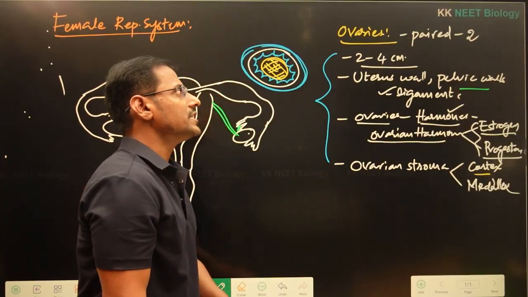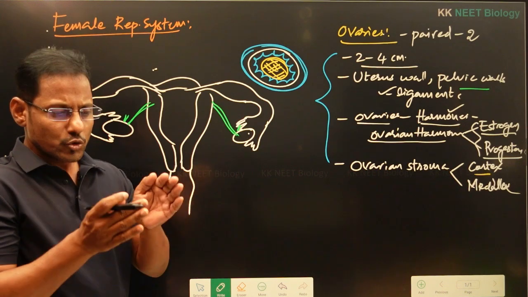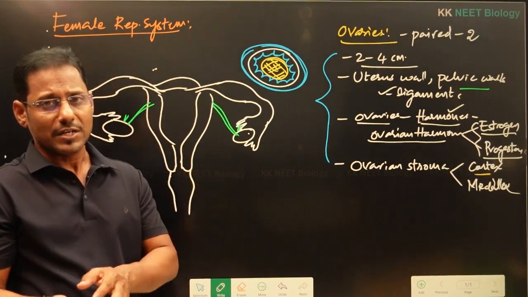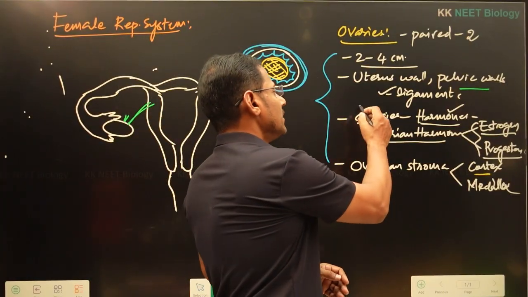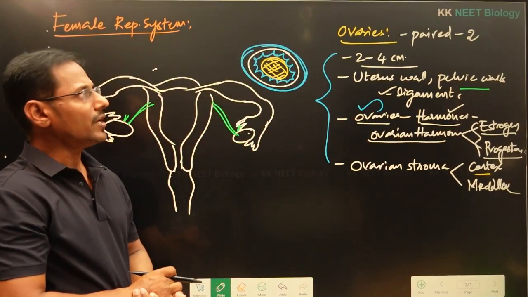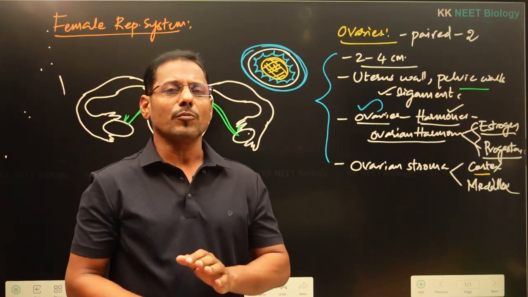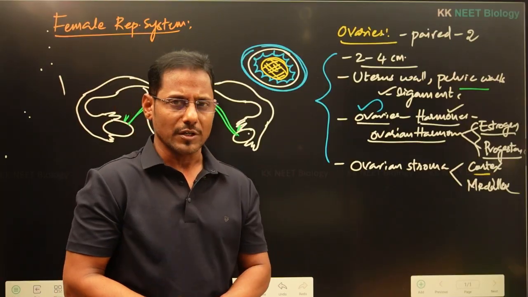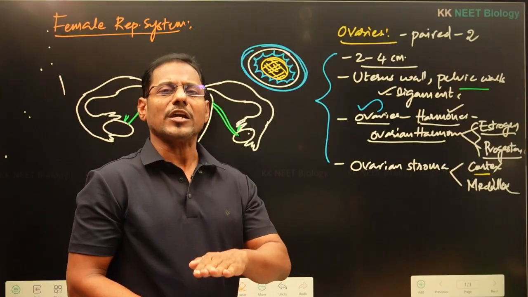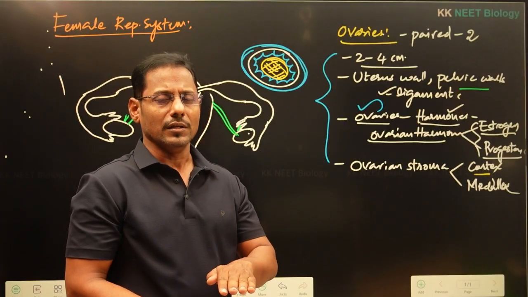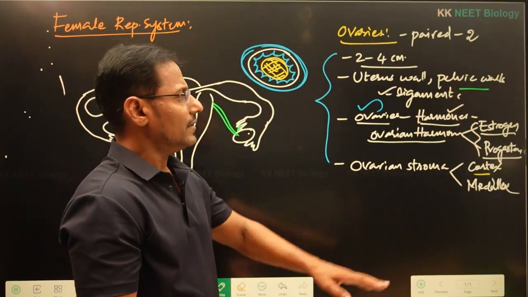You must remember the size of the ovaries, and how they are attached: in which place, with the help of which ligaments, and to what they are going to be attached. The ovarian hormones are secreted by the ovaries; generally they are estrogen and progesterone. They are helpful in the development of the secondary sexual characters in females. Generally we know what the secondary sexual characters in females are. Such characters are developed by estrogen and progesterone.